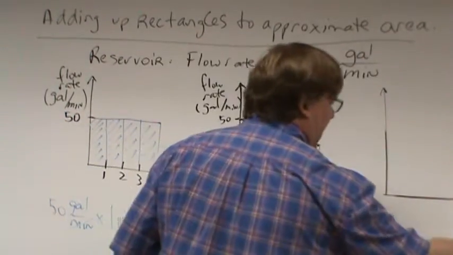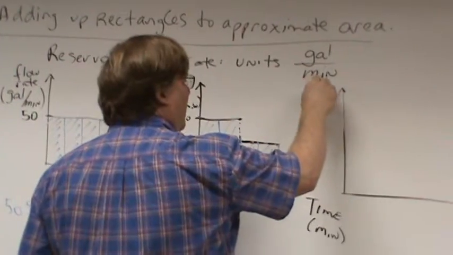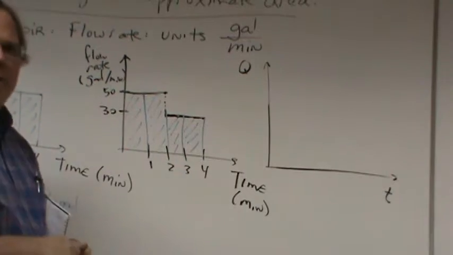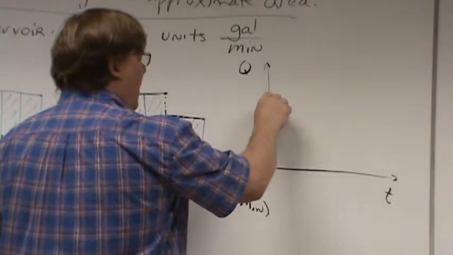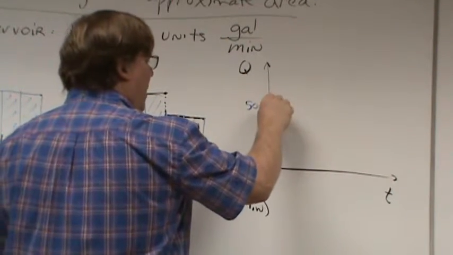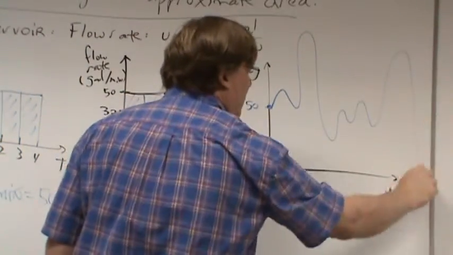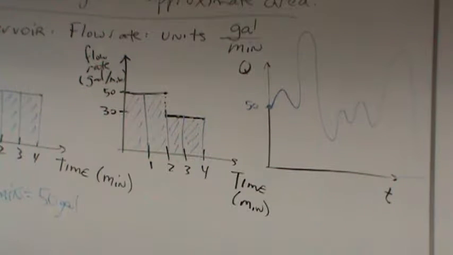Here's flow rate, here's time. I'm just going to do time and flow rate, which I'll call Q. And suppose this graph looked like this. Here's 50. Like that. Now, I don't get to just add up these nice little rectangles because my graph is all curvy. So you know what I'm going to do? Anyone thinking add up a bunch of little rectangles? Yeah. That's what we're going to do.